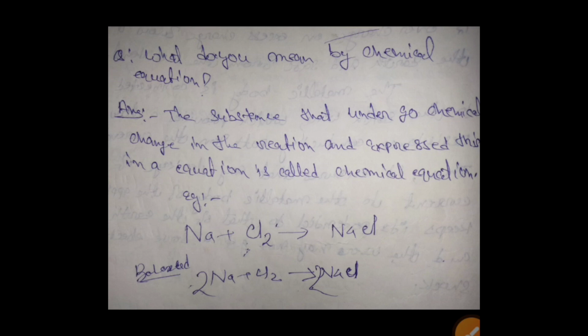let's discuss the definition of chemical equation. What do you mean by chemical equation? The substances that undergo chemical change in the reaction and are expressed in an equation are called a chemical equation. That means when the substances undergo chemical change in a reaction and are expressed in an equation, it is called a chemical equation. During the reaction the substances change and are expressed in equation form. This is the simple definition of chemical equation.